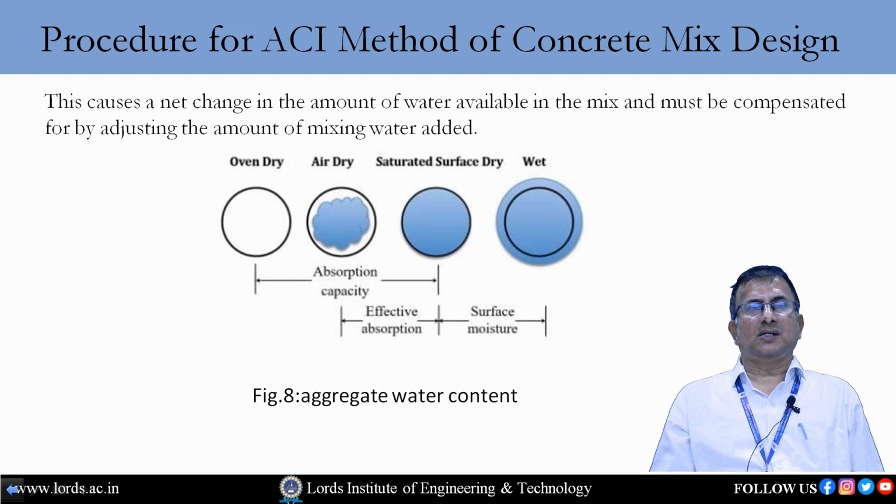Now here, this is the moisture content present in the aggregate, or the aggregate's water content. First one, if it is an oven dry aggregate. Second one, if it is filled with air. Third one, it is saturated. And the last one is wet, totally occupied by air or moisture content.